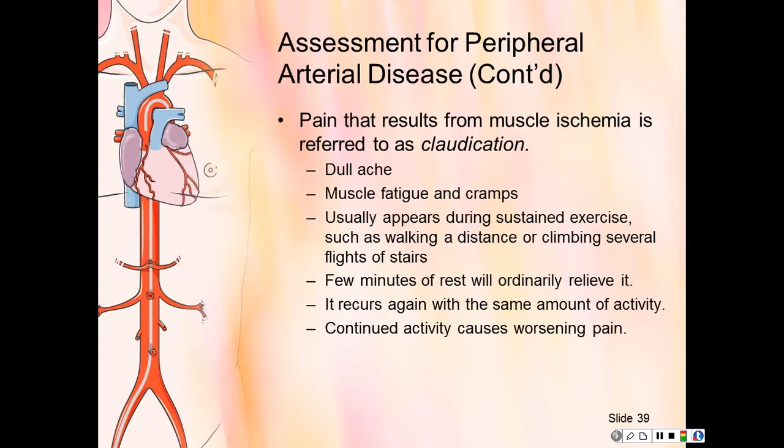Assessment of peripheral arterial disease: pain that results in muscle ischemia is referred to as claudication. It's a dull ache, with muscle fatigue and cramps, and it usually appears during sustained exercise, such as walking a distance or climbing several flights of stairs. A few minutes of rest will ordinarily relieve it. It occurs again with the same amount of activity, and continued activity will worsen the pain of claudication.